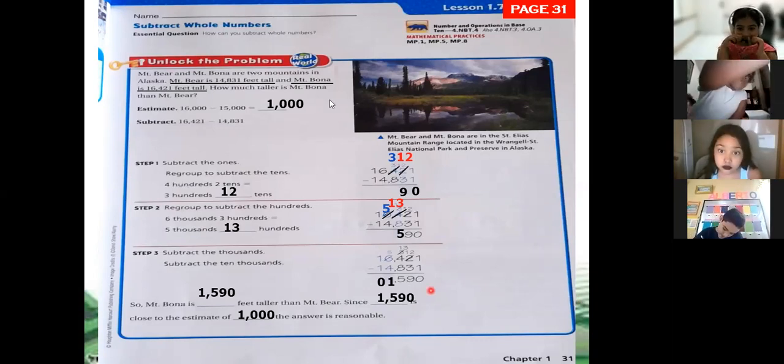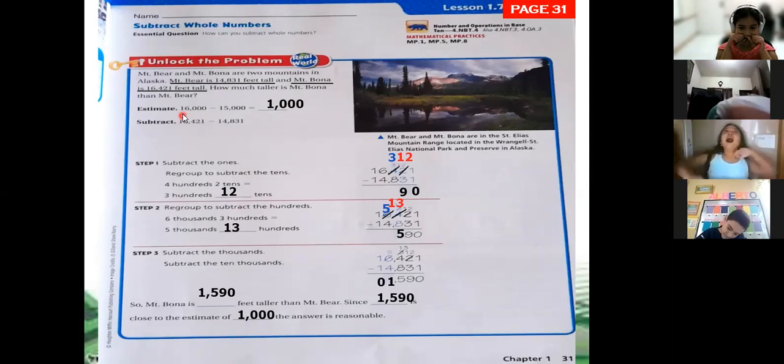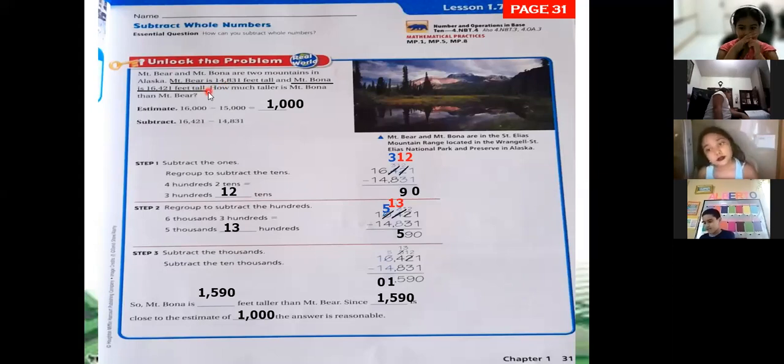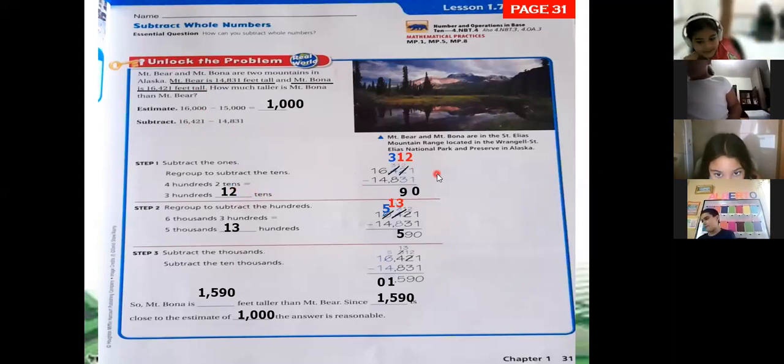Remember, what we need to do here, we need to find the answer of our equation. How much taller is Mountain Bonnet than Mountain Bear? They give us, in the exercise, the information for each of the mountains. So we subtract. And remember that when we're subtracting, we follow the steps. We need to subtract first the ones. So we start 1 minus 1, 0. We move to the tens. 2 minus 3, we cannot subtract 2 minus 3, but we can subtract 12 minus 3.